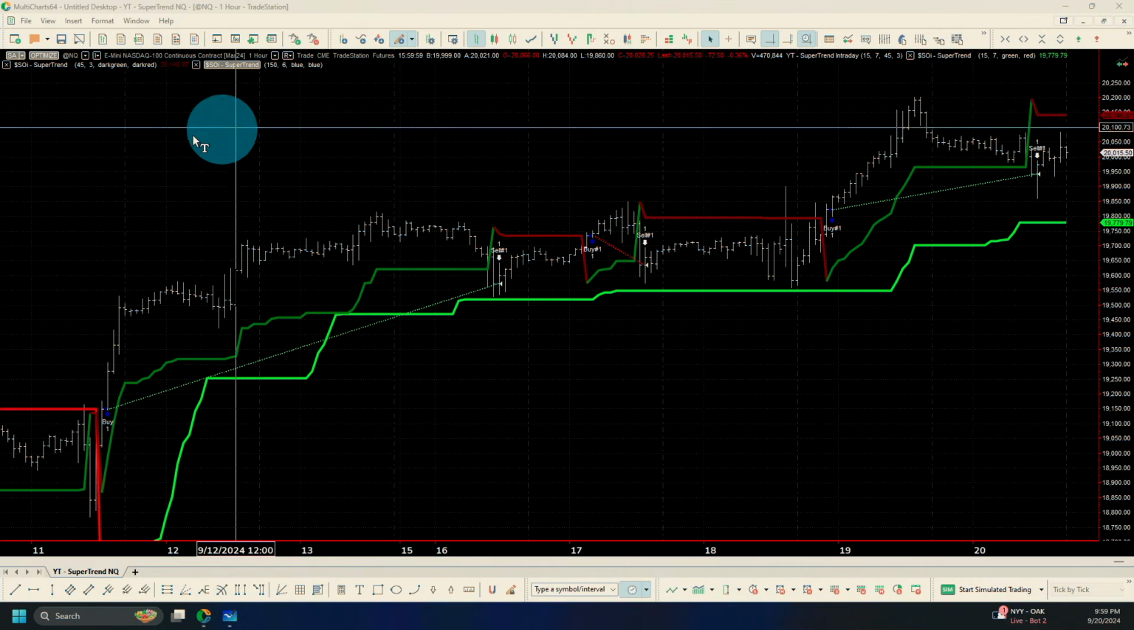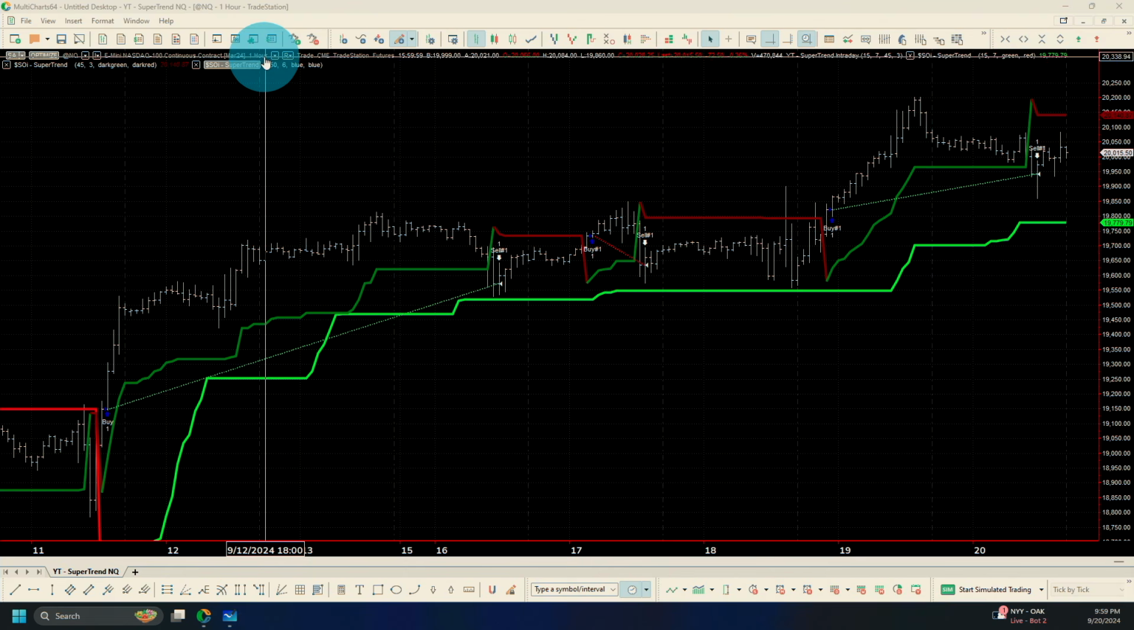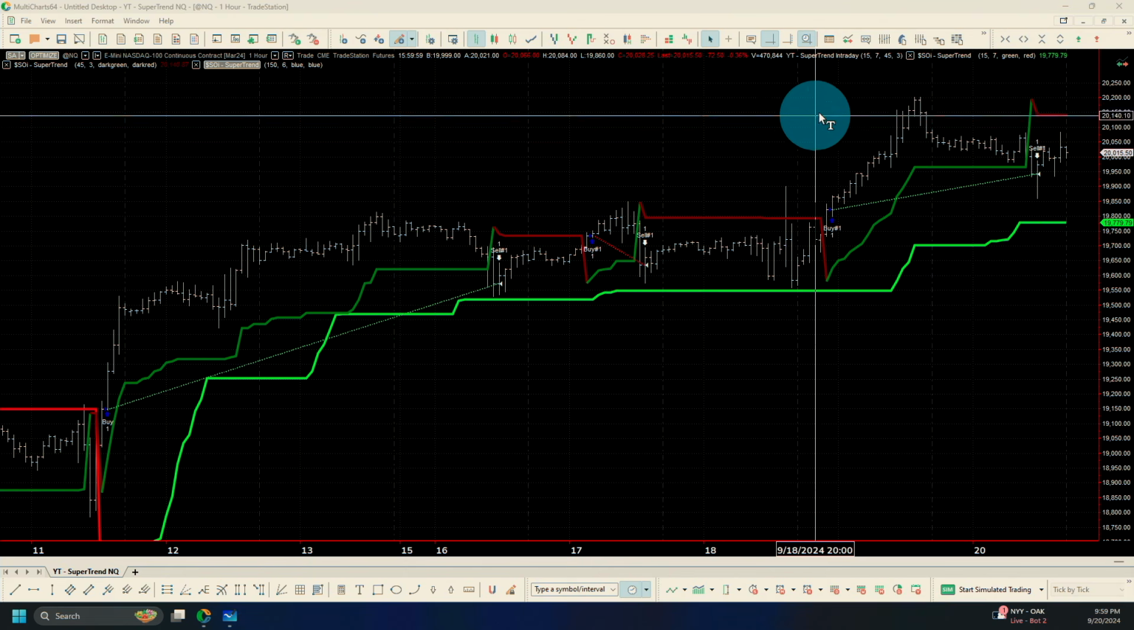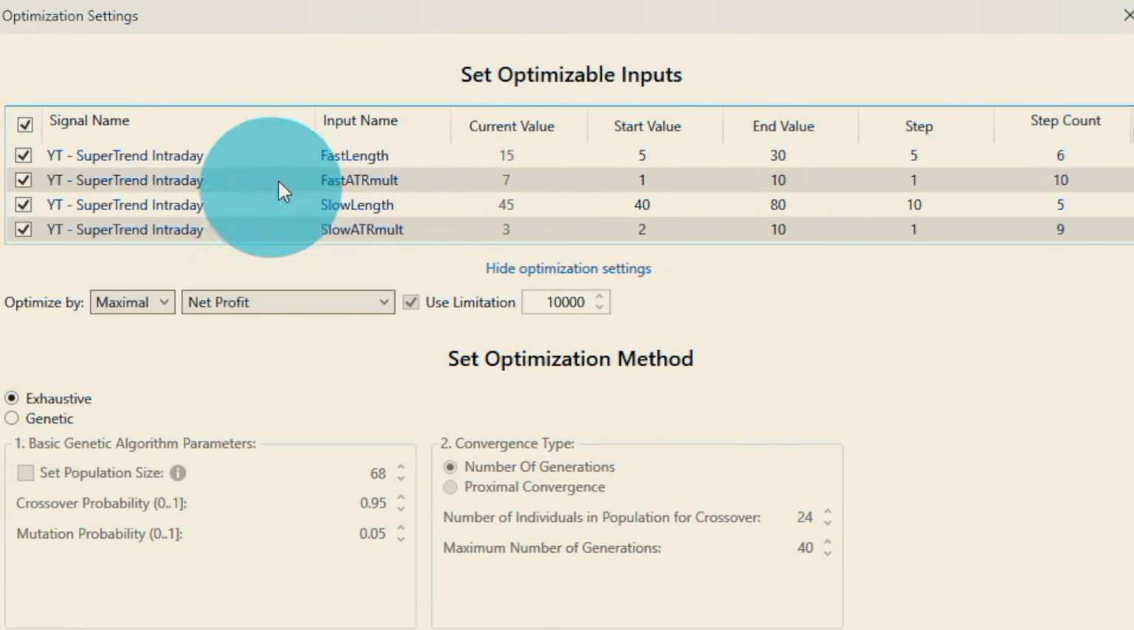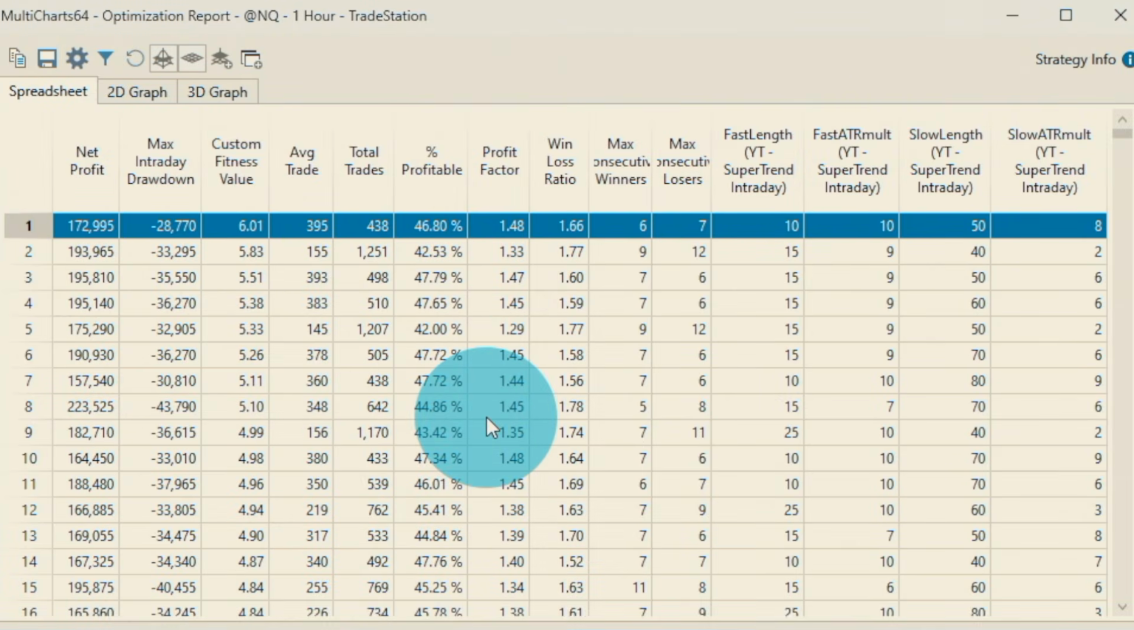And then we can easily filter the extra signals out. So let's try the strategy on the same market, but we will switch to the 60 minutes time frame. So now we are on the same market, the Nasdaq 100 futures, but now we are using the 1 hour time frame. And again, we have the 2 SuperTrend indicators. So I will optimize the fast and slow SuperTrend indicators with the settings that give us in total 2,700 combinations. And this is the result of the optimization.